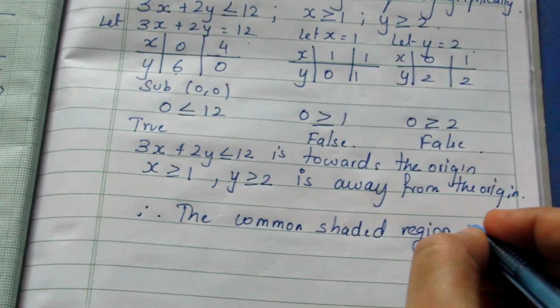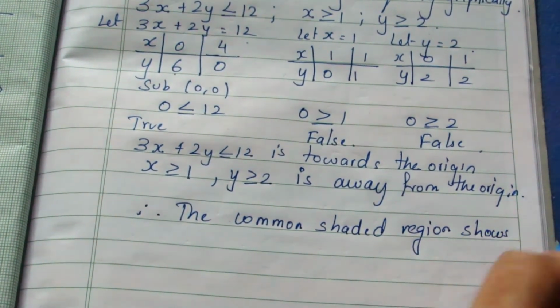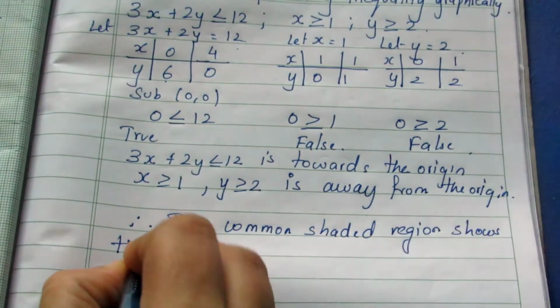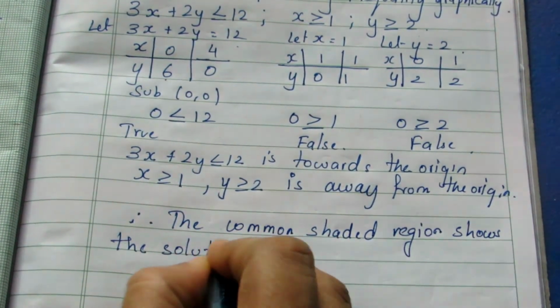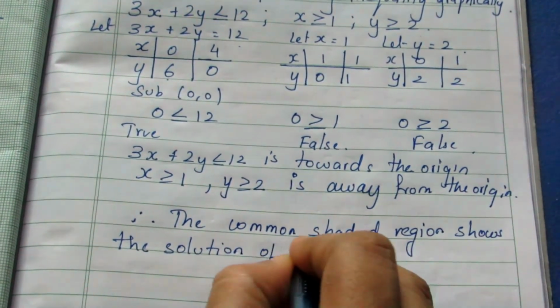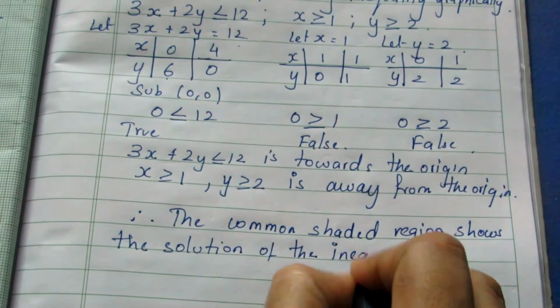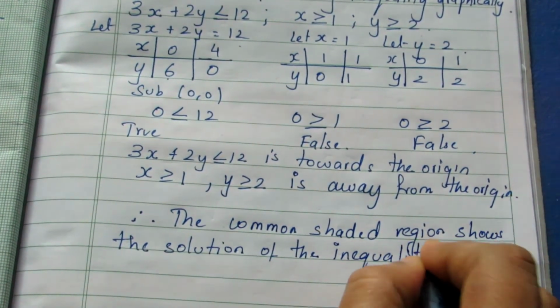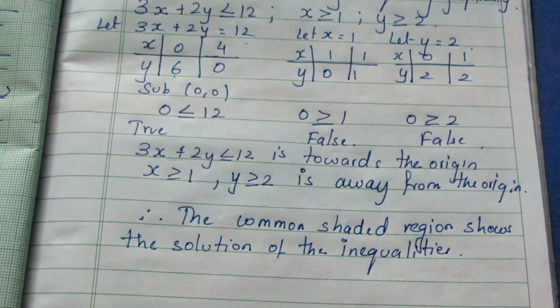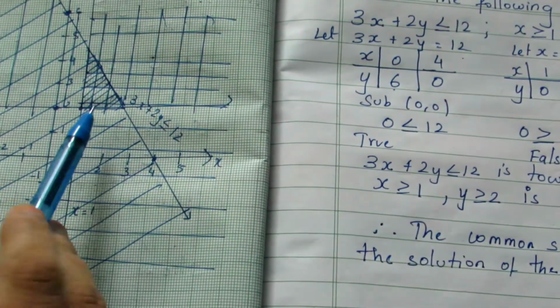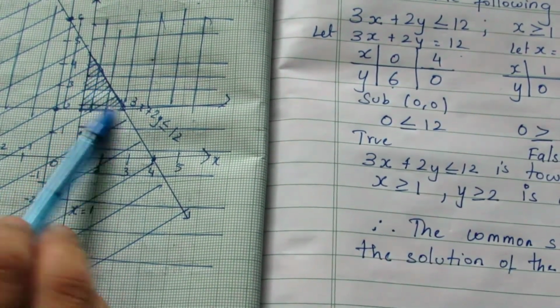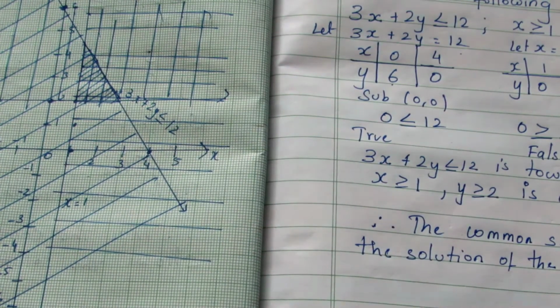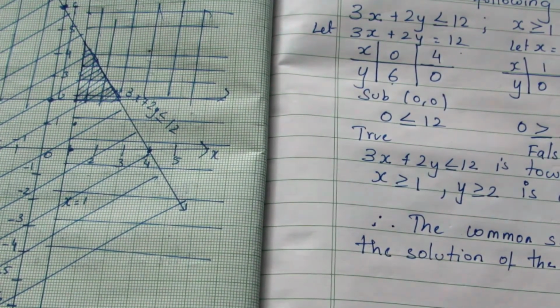Therefore the common shaded region shows the solution of the inequalities. So this is the common shaded region. This shows the solution of the three linear inequalities. This shows the inequality solution.